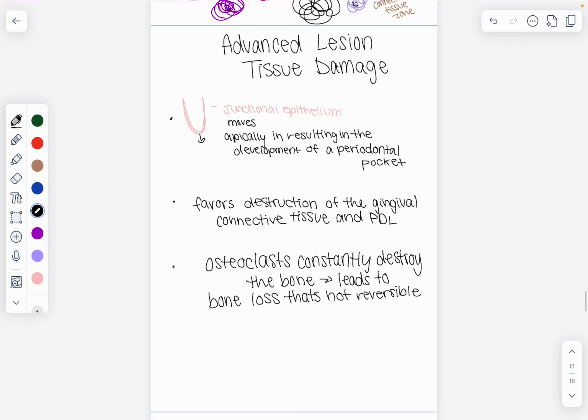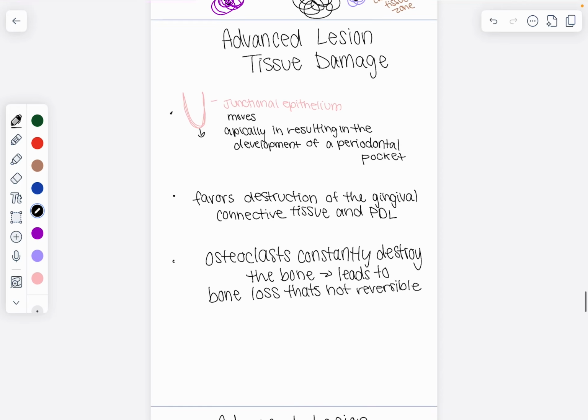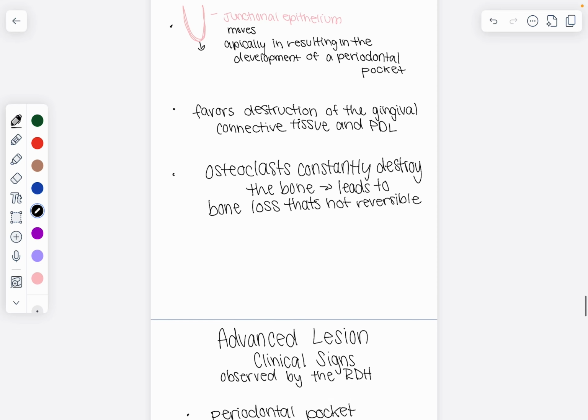Advanced lesion tissue damage: the junctional epithelium moves apically, resulting in the development of the periodontal pocket. This favors destruction of the gingival connective tissue and PDL. Osteoclasts constantly destroy the bone, leading to bone loss that is not reversible.